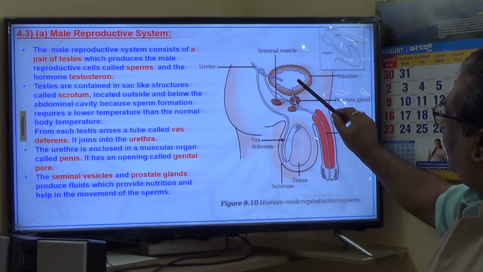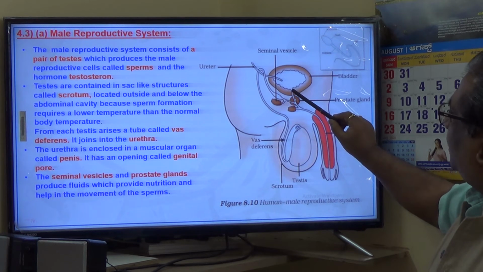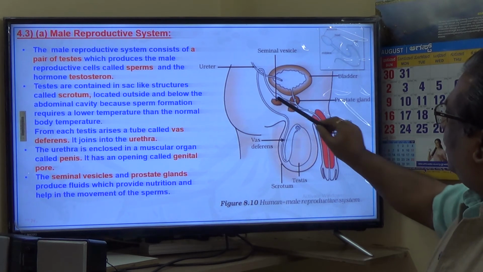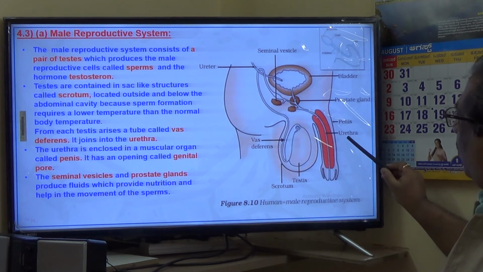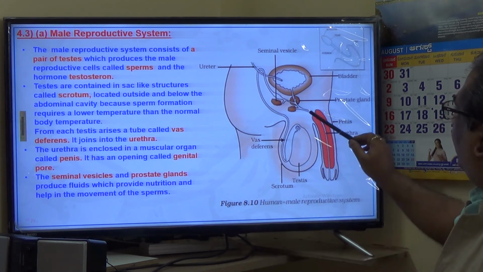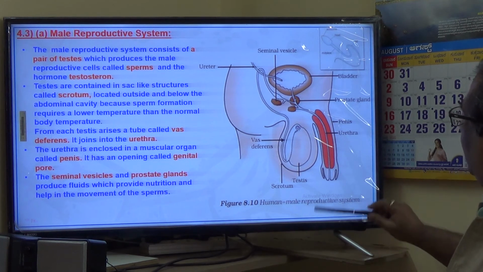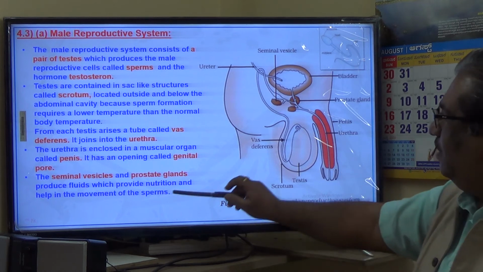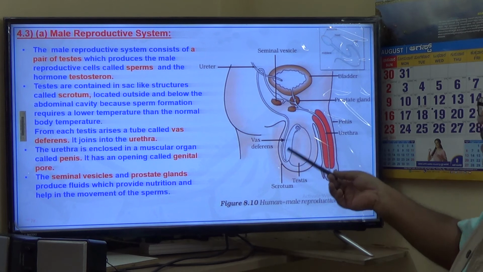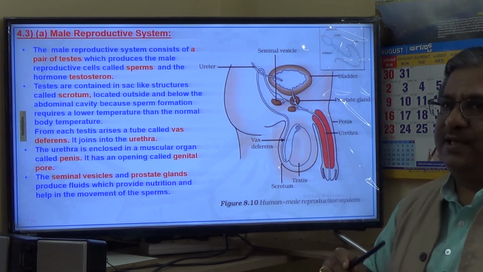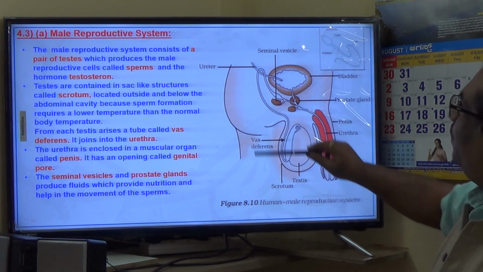This is the urinary bladder. This is the urethra. The tube that comes from the urinary bladder and the tube that comes from the testis will have a common passage called urethra. And finally, you have a muscular organ called penis, and at the end there is a pore called the genital pore for the discharge of either the sperms or the urine. So these are generally the different parts.